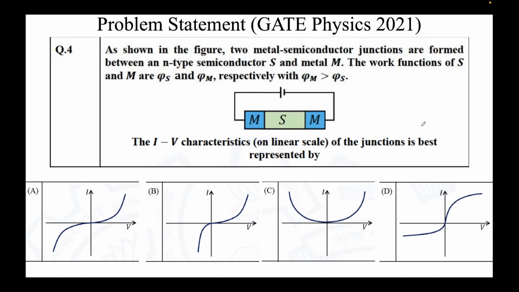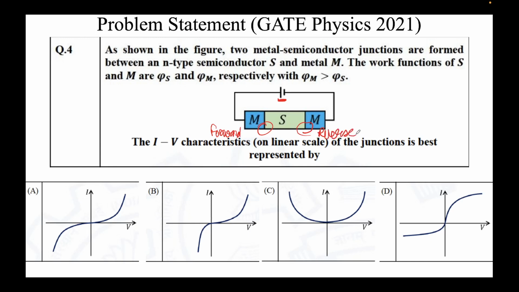Now coming back to the problem, the biasing is shown here. Here the metal is on the positive side and the semiconductor on the negative side, so this is a forward bias junction. On the other hand, this Schottky junction is reverse bias.